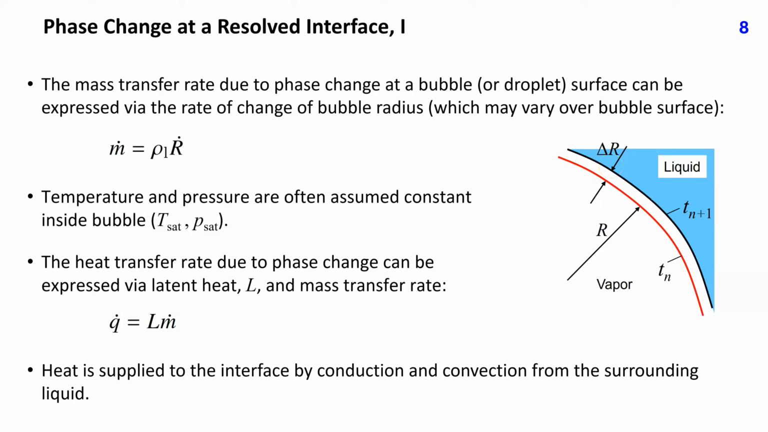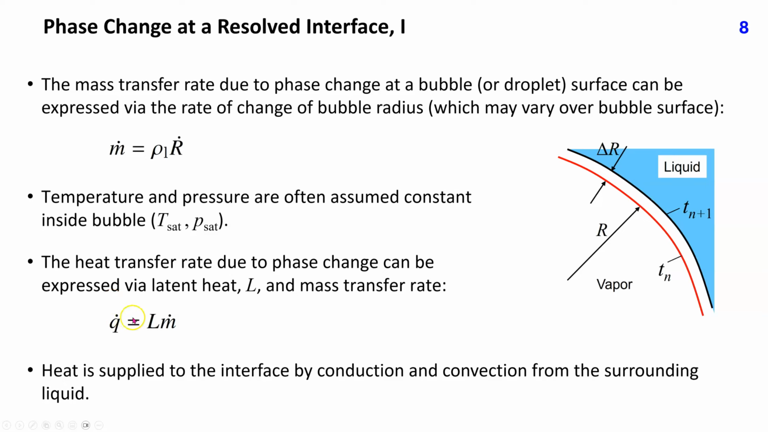Temperature and pressure are often assumed to be constant inside the bubble at T sat and P sat. To evaporate a unit mass of liquid at constant saturation temperature requires a supply of thermal energy, which is called the latent heat of vaporization. The heat transfer rate due to phase change can therefore be expressed via the latent heat L and the mass transfer rate as given by this expression.